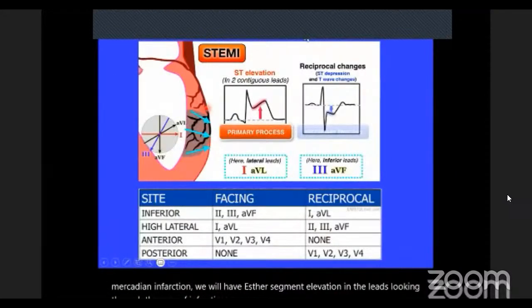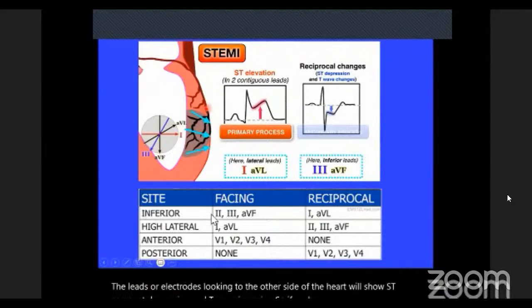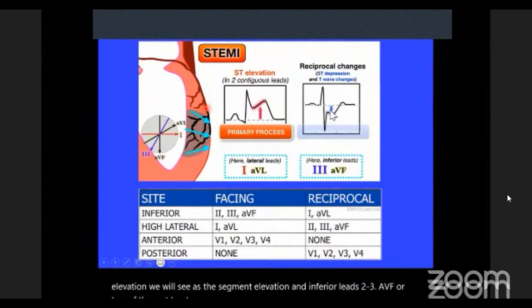I'm sure you remember the concept of reciprocal changes. When we have ST segment elevation in one area of the heart, in the electrodes looking at that area, the leads or electrodes looking at the other side of the heart will show ST segment depression and T-wave inversion. So if we have inferior ST segment elevation, we will see ST segment elevation in inferior leads, 2, 3, aVF, or at least 2 of them. Then we may see reciprocal changes with ST segment depression and T-wave inversion in the lateral leads, 1 and aVL. If high lateral infarction, 1 and aVL, we may see reciprocal changes in the inferior leads.